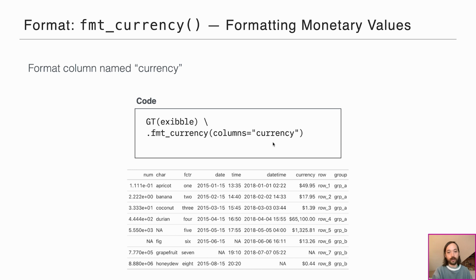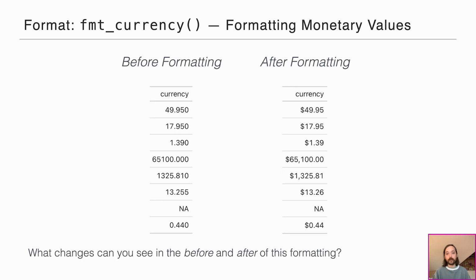And what it's going to do is put a dollar sign in front of currency and just use 2 decimal places, since by default it formats for USD, US currency, but you can also set it to other ones. And just to show you, this is the before and after, so notice the $ and fewer decimals here.